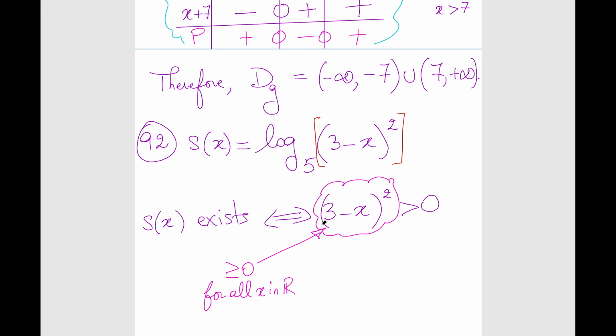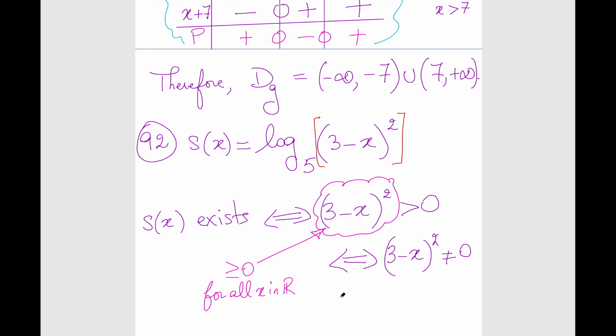So since this guy is at least 0 all the time, what do you want? You want it to be positive. So what do you need to exclude? You want to exclude when it's 0, right? Makes sense? So this is happening exactly when 3 minus x squared is not 0. One more time, let me explain this again. This entity here is at least 0 for all x. And what's your demand for s of x to exist? Your demand is that this guy is simply positive. So this is equivalent to saying that you want this not to be 0, because if it's not 0, then certainly it's positive, right? All right. So just ask for this and you get that.